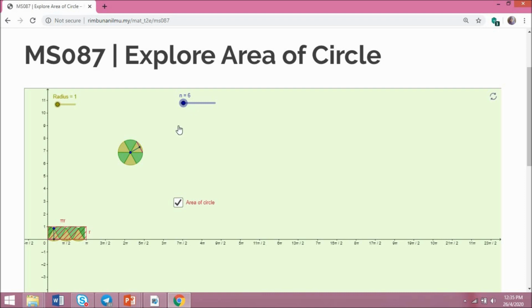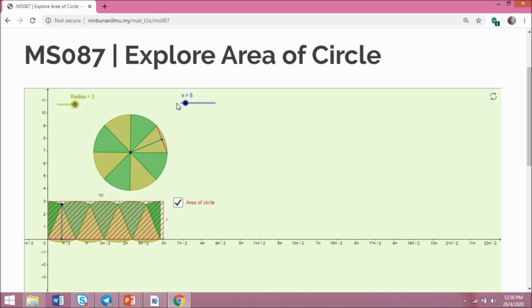Now what happens if you change n into 6, means you divide the circle into 6 parts. You still have this balance. Then you change into 8, you divide the circle into 8 parts. Maybe you cannot see, because this one is very small, so I change the radius into 3 units.